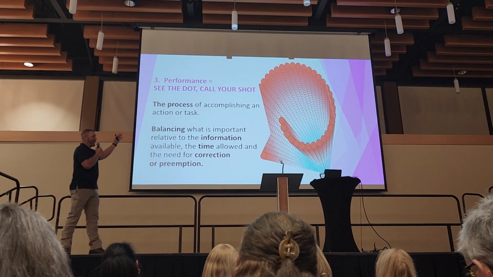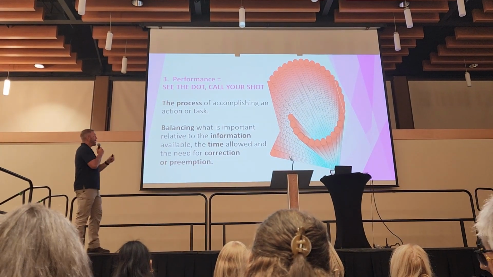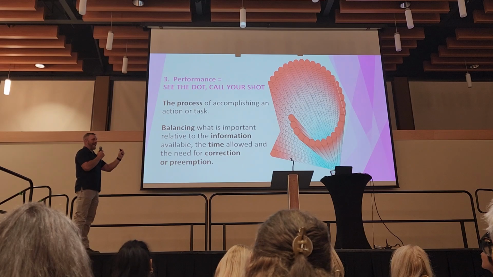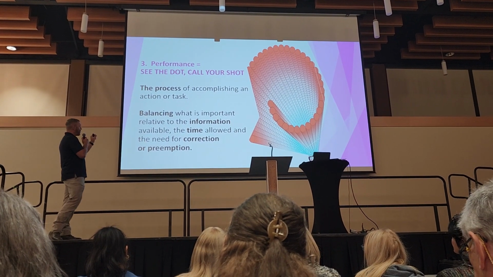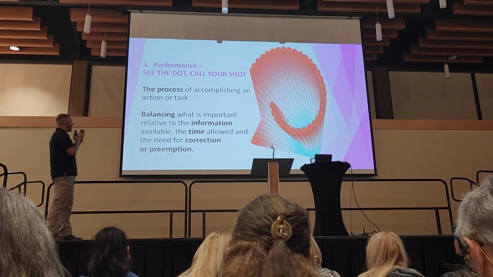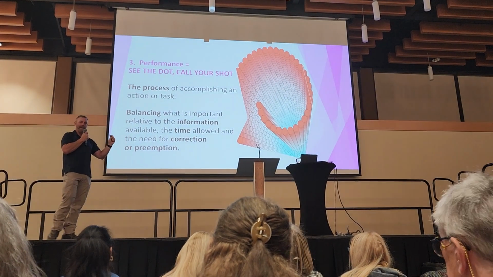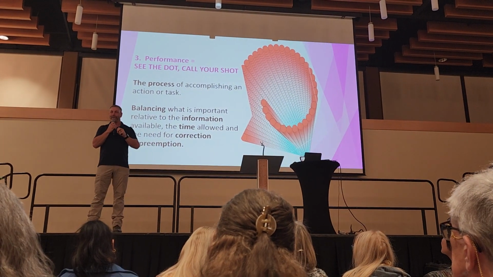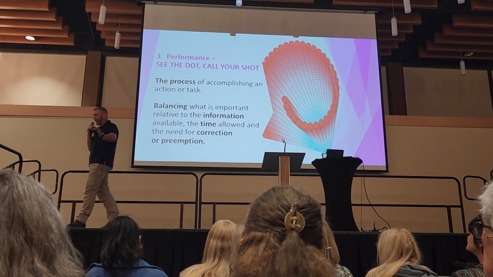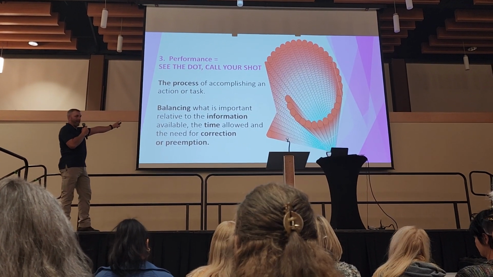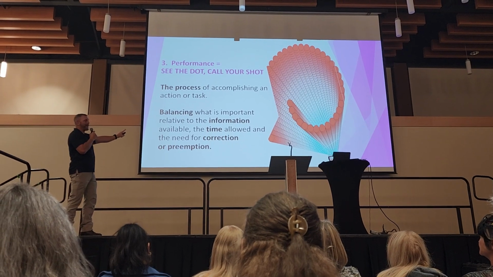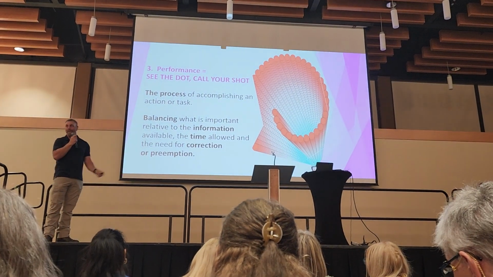So how do we manage speed and accuracy together? It's the process of accomplishing an action or a task. And that's balancing what is important relative to the information available, the time allowed, and the need for correction or preemption. I have once again said to you something that can change your entire shooting process. It's hard though. How much information? How much time? And do I need to correct after it or before it?